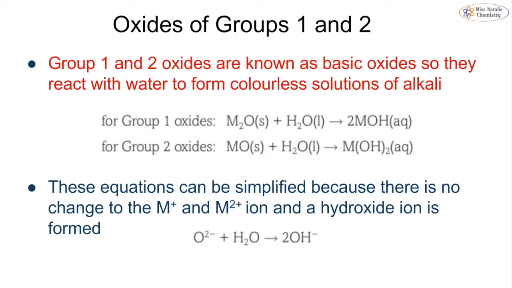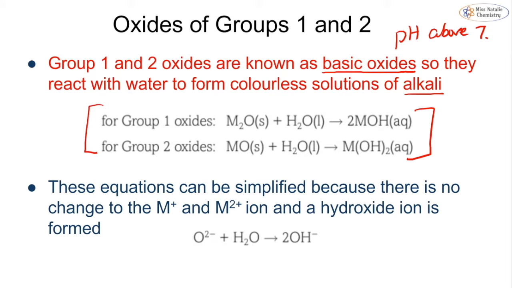So now let's move on to the oxides and the hydroxides. Group 1 and group 2 oxides are what we call basic oxides. And that means that if they react with water, they're going to form colourless solutions of alkali. Relating that to pH, all of these will have a pH above 7. If we react group 1 or group 2 oxides with water, you can see the general equations here, we're going to form these metal hydroxides.